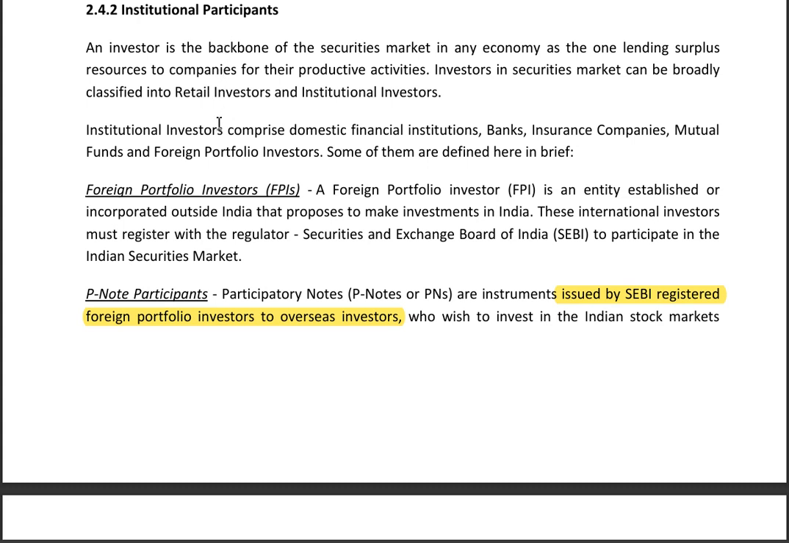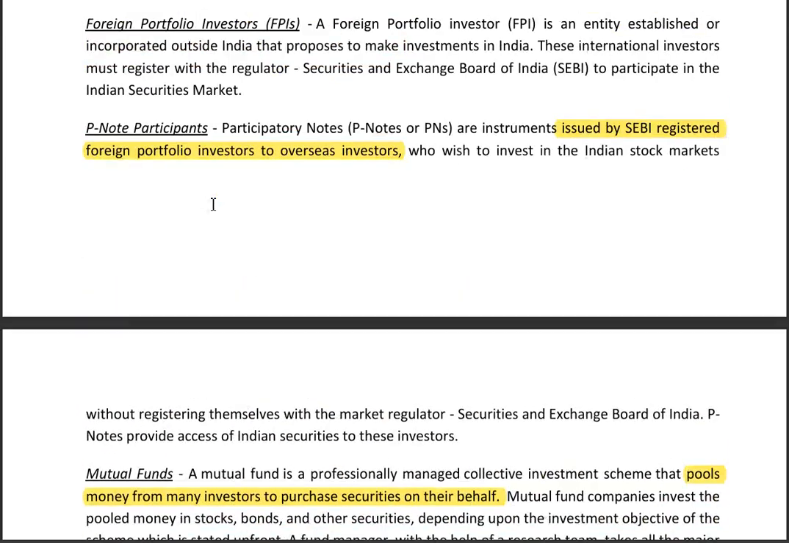Institutional participants: FPIs, who directly invest in India, foreigners who directly invest in India. Then P-note participants. Participatory notes are instruments issued by SEBI registered foreign portfolio investors to overseas investors who wish to invest in the Indian stock market without registering themselves with the market regulator. Now, P-notes provide access to Indian securities to investors of foreign countries.